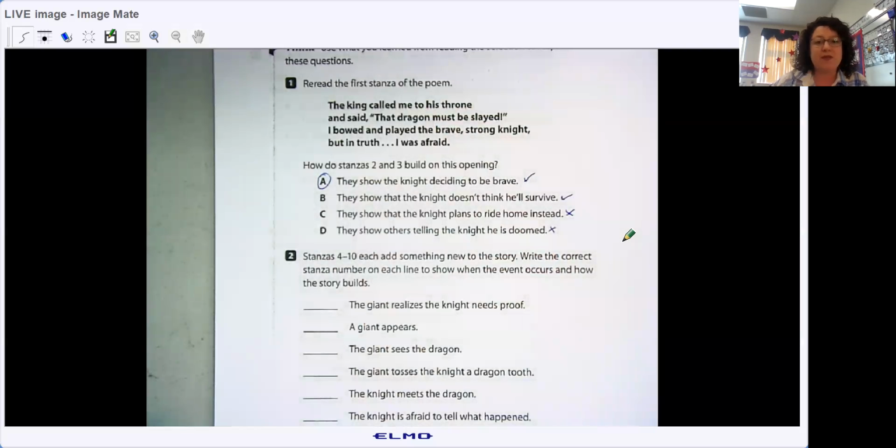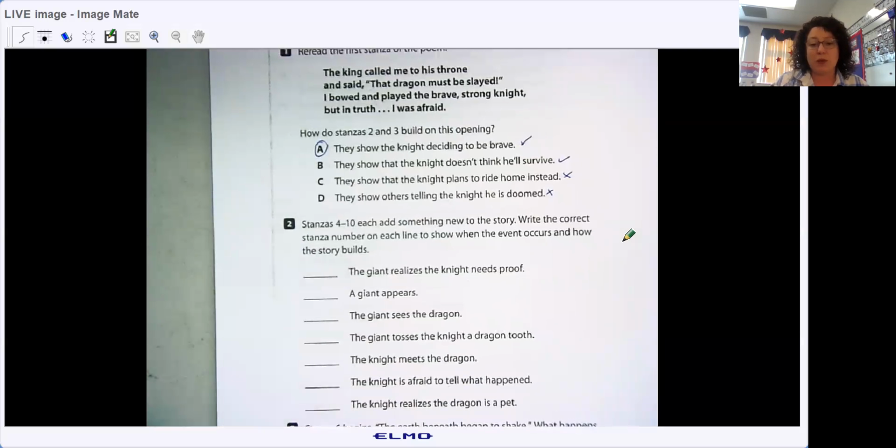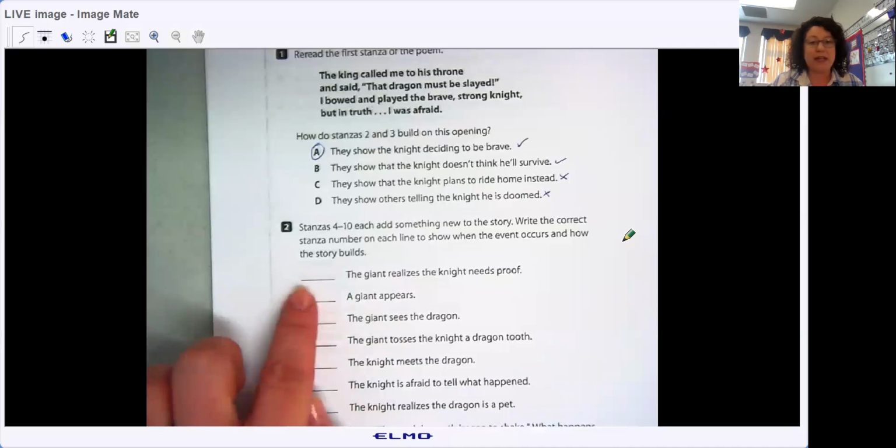Number 2, stanzas 4 through 10, each add something new to the story. Write the correct stanza number on each line to show when the event occurs and how the story builds. So sometimes these questions are really long. You just have to reread the question. So this is an event that happens in stanzas 4 through 10. So what we are going to do is write down the stanza number on each one.